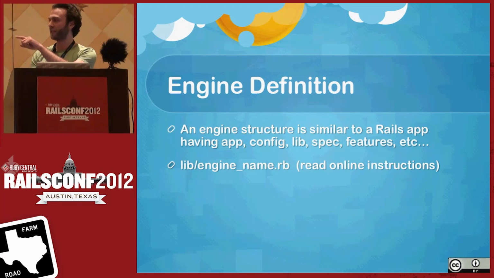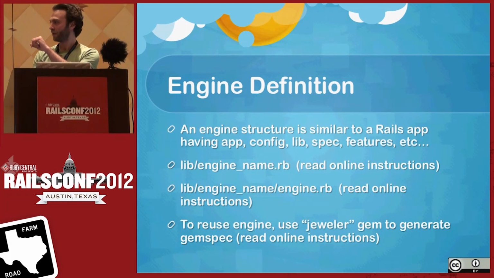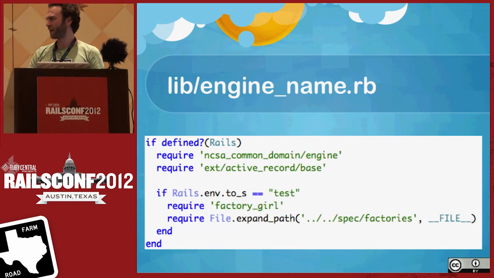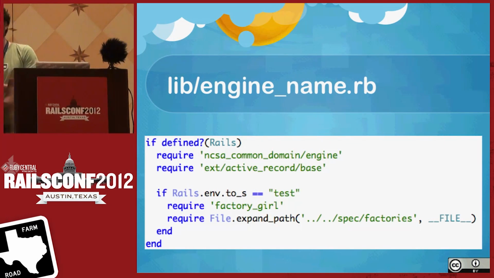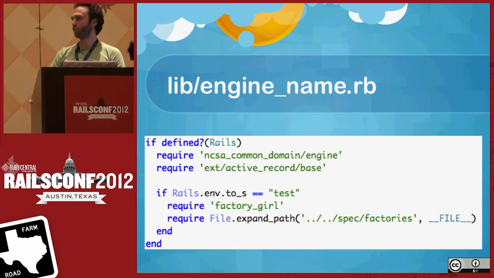Under lib, there's an engine name file, like any gem would have. And then there's an engine name/engine.rb file. You can use Jeweler or any of the libraries that package an engine into a gem in order to make it a gem and reuse it. By engine name, I mean the name of the engine. So if it's the search map, it would be lib/searchmap.rb, and within it you define what libraries it needs.